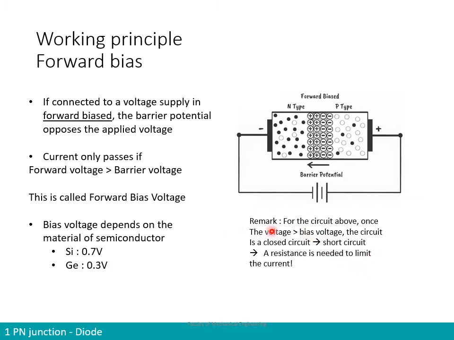Okay, so a remark can also be made here. In this circuit, we only have a diode connected to a power supply. For the circuit above, once the voltage supplied is larger than the bias voltage, the circuit is closed. Circuit is closed means the diode now conducts the current. It becomes just like a conductor without any resistance. If there is no resistance, then we can imagine that the electrons that come out from the positive terminal of the power supply go directly into the negative terminal without any resistance. It means we're creating a short circuit. That's not what we want, because we don't want to damage our power supply. So what we do is we add a resistance.